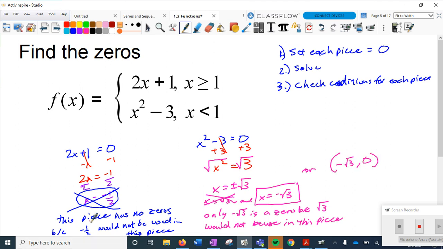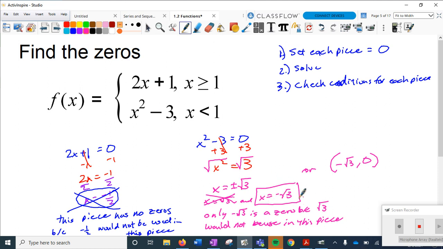Because if I tried to put negative 1/2 in, negative 1/2 would not go into this piece. Even though it makes this piece 0, it would actually go into this piece, and that's not going to make it a zero. Negative 1/2 squared is going to be positive 1/4 minus 3. Well, that's not going to be 0. All right. When I try to put in positive square root of 3, positive square root of 3 is greater than 1. It would not go into this piece. It would go into this one, and that's not going to turn that one into 0. Okay, so there's only one solution on these.